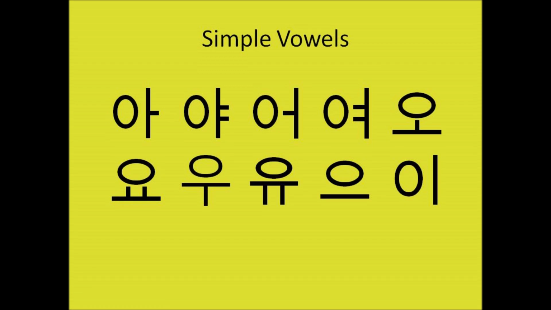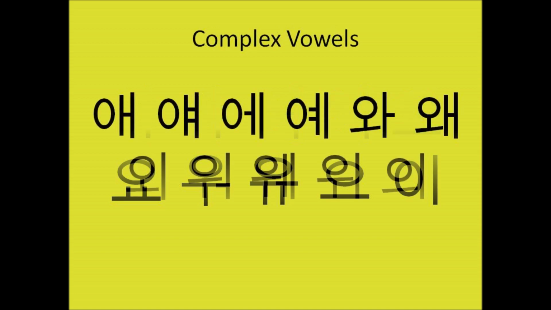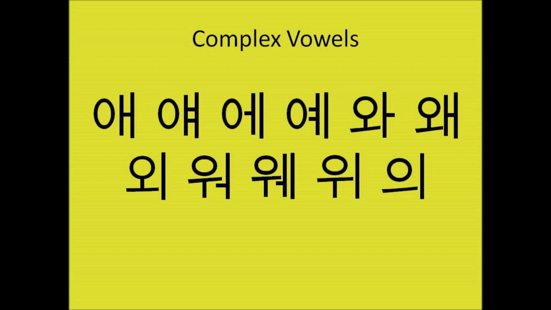Let us summarize all vowels we have learnt so far, starting from simple vowels. 아, 야, 워, 여, 오, 요, 우, 요, 으, 이. We shall also complete the summary of complex vowels. 에, 예, 에, 예, 와, 왜, 왜, 워, 왜, 위, 의.